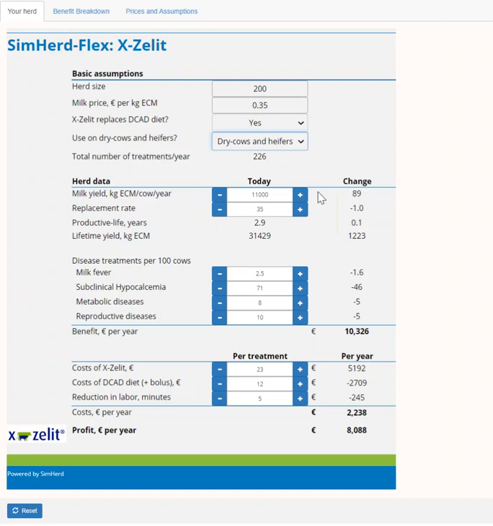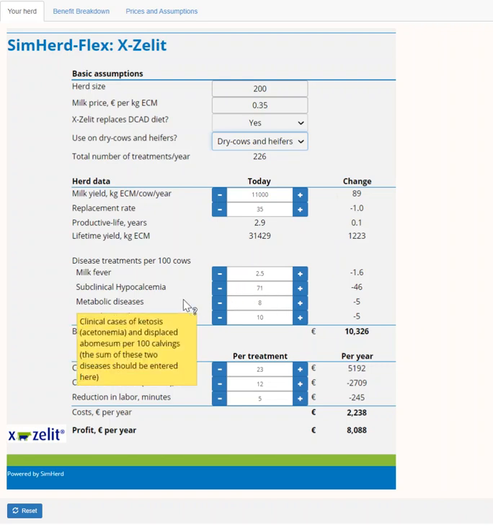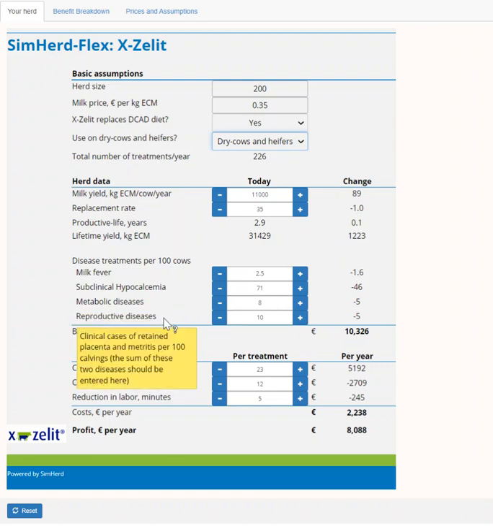Next step is enter the herd data. This is how your farm looks like in terms of milk yield, replacement rate, and these are all the relevant diseases in terms of X-Zelit. How much milk fever is there in the farm, subclinical hypocalcemia, metabolic diseases, what does that mean? You point with your mouse and you get an explanation. Same for reproductive diseases. So this is how our farm looks today.